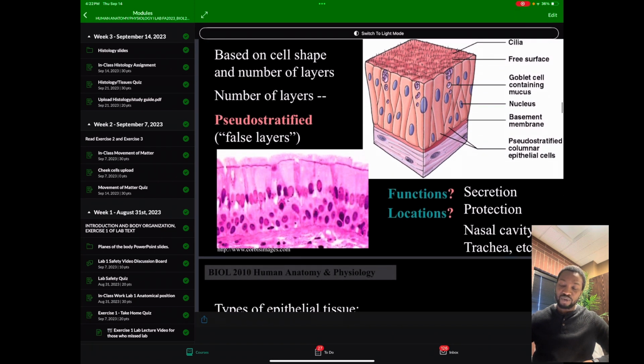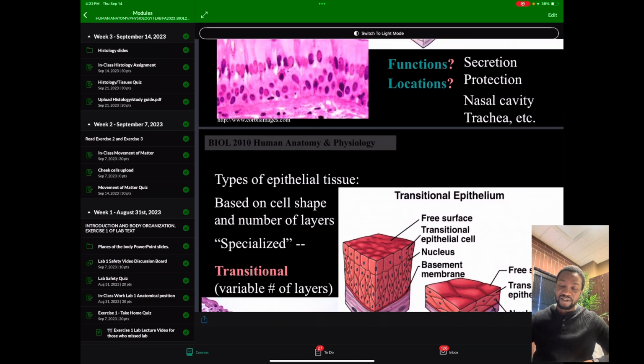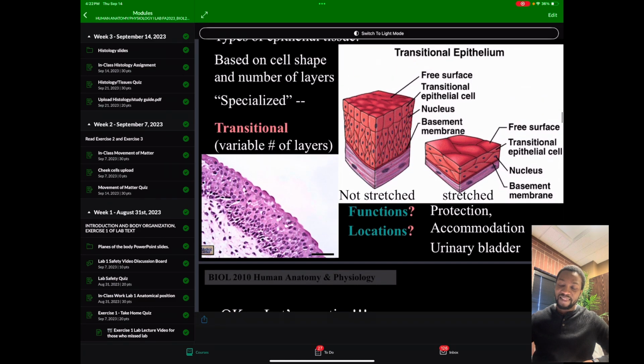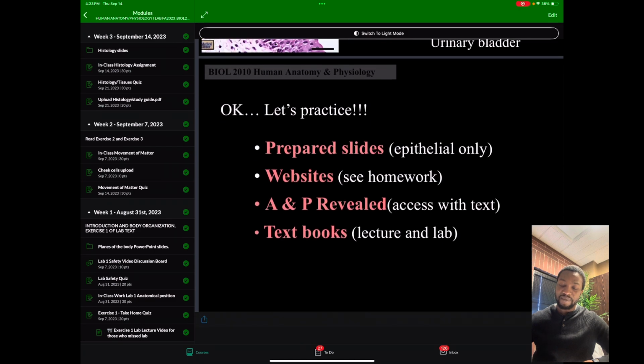And then we have the pseudo-stratified. We find those in the nasal cavity and the trachea. And then transitional, we find them in the bladder.